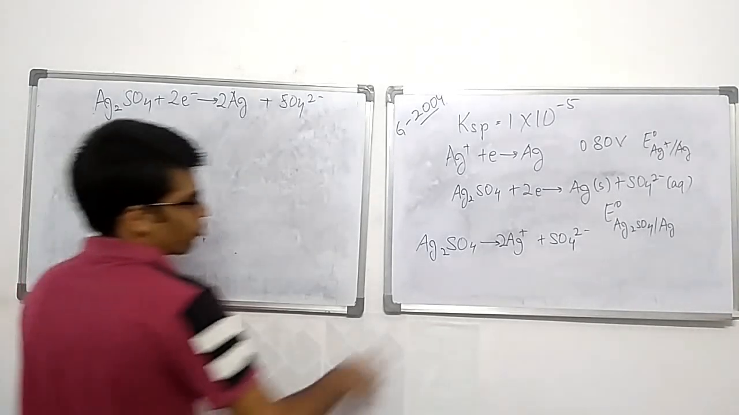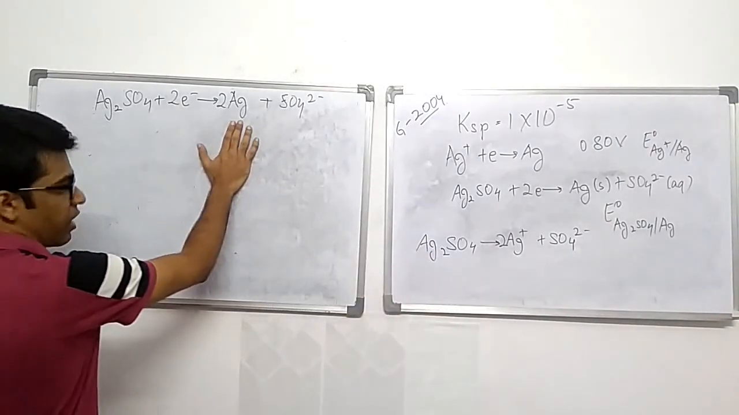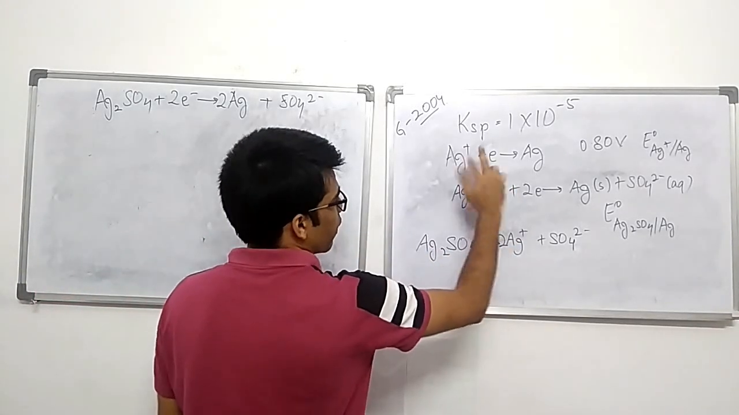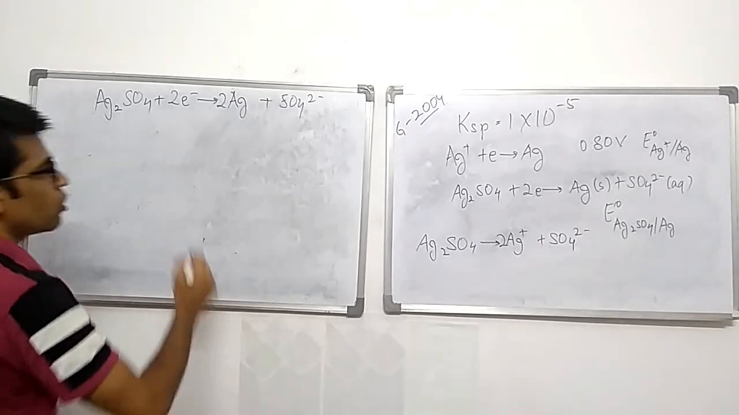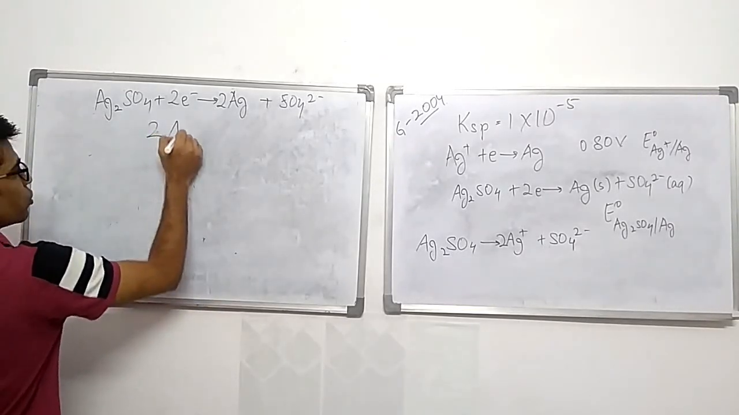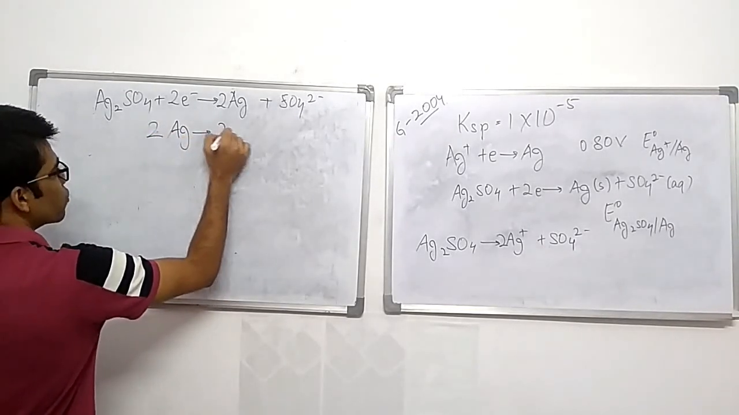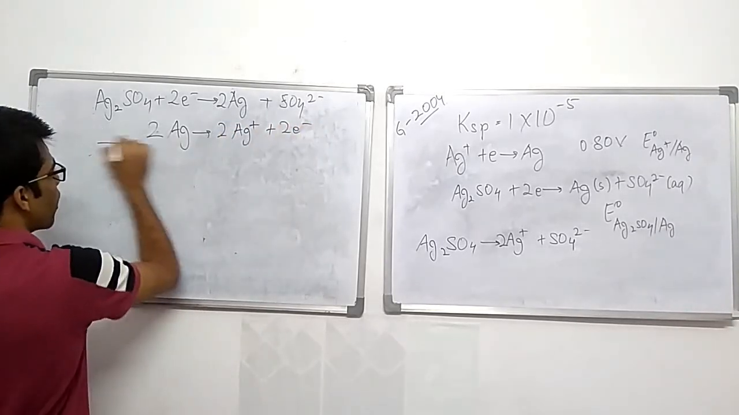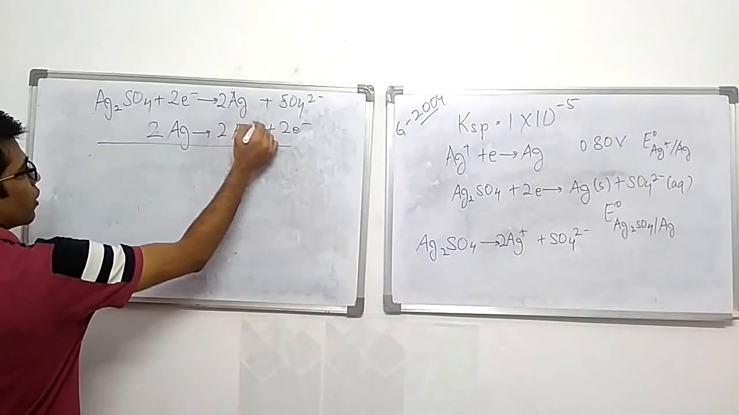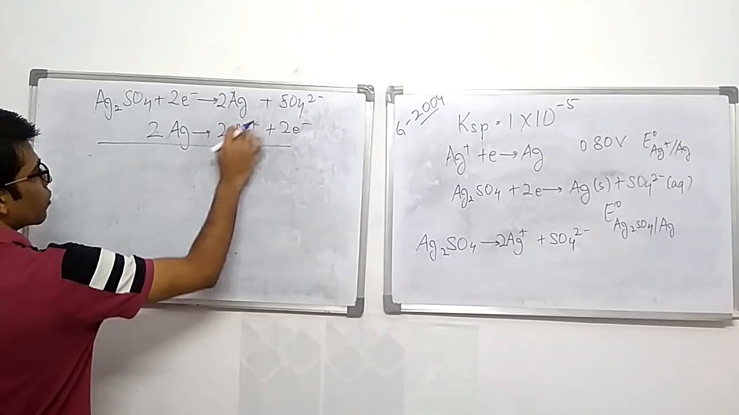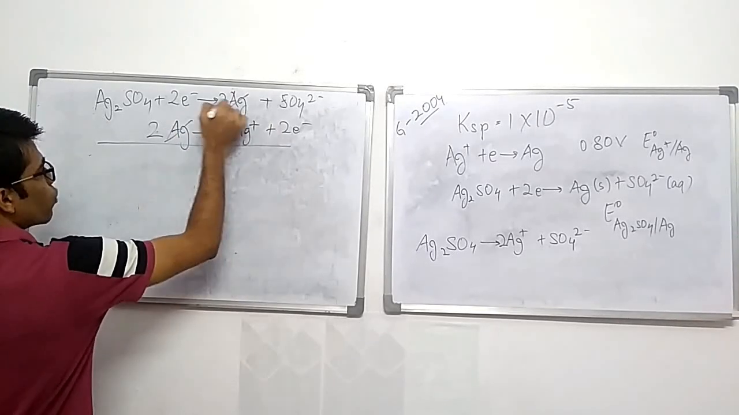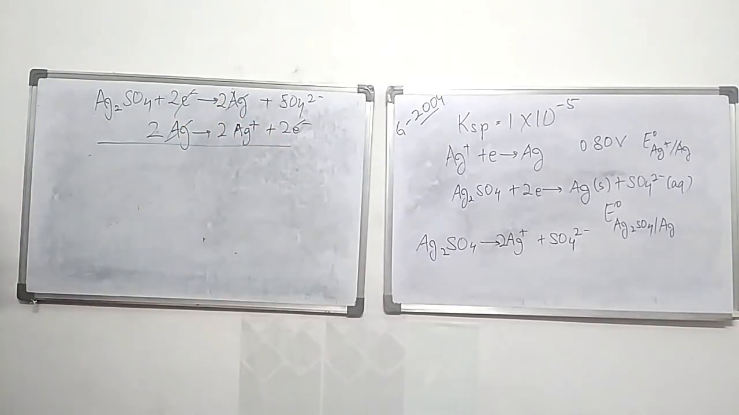Now, if I have to arrive at this, I don't need Ag solid. What I need is Ag plus ion. So I will write this in the opposite fashion. So I will get 2 Ag gives 2 Ag plus plus 2 electrons. Now if I add the 2 Ag plus, this remains as Ag plus, 2 Ag and 2 electrons are cancelled out.